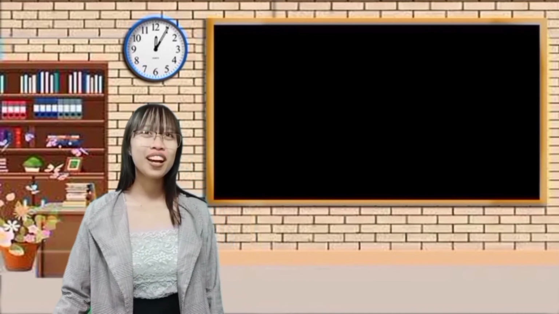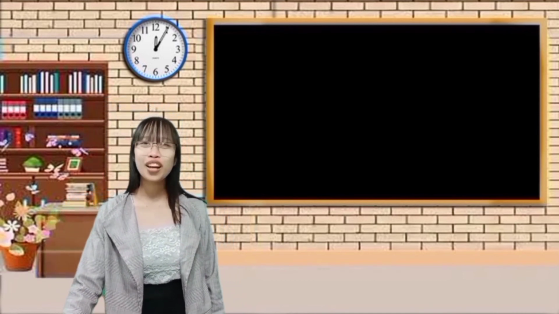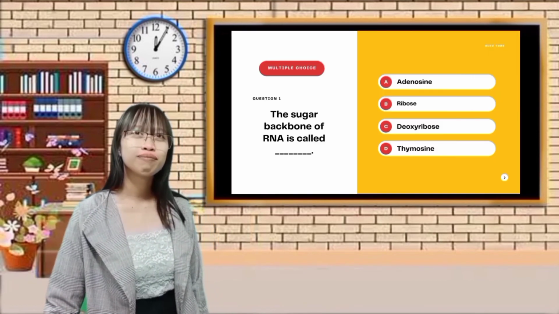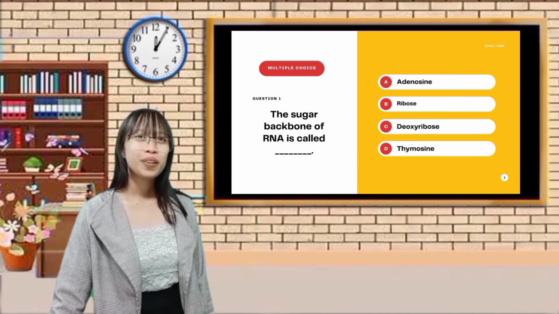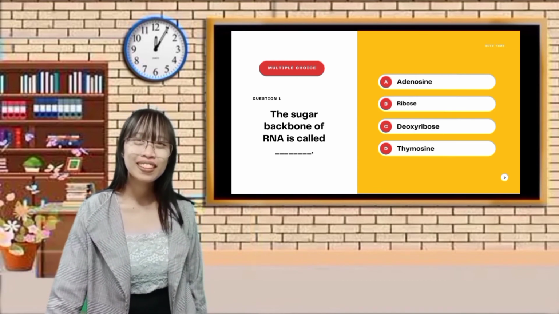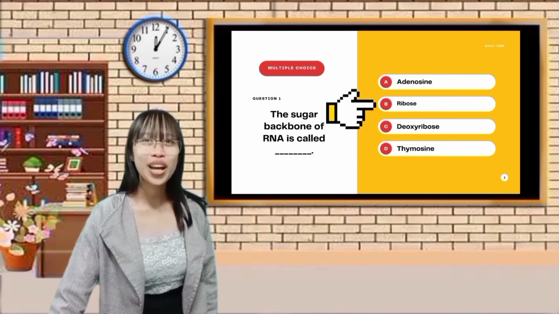Okay, so now let's check. Exchange your paper with your seatmate and write "corrected by." So number 1, who wants to answer? The sugar backbone of RNA is called? Letter D, you're right, Claire. Ribose.